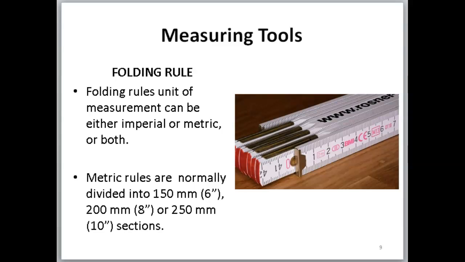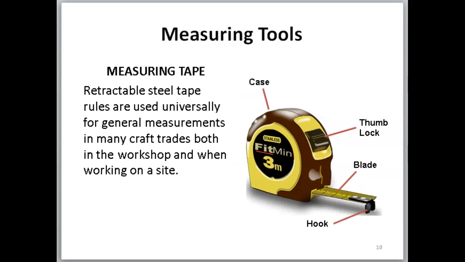We'll now look at the measuring tape. Now, retractable steel tape rules are used universally for general measurements in many small craft trades, both in the workshop and when working on a site. The diagram on the right shows a typical measuring tape. It has a case that contains the blade, a retractable position, a thumb lock, and there is a blade and also a hook. We'll look at these in more detail.